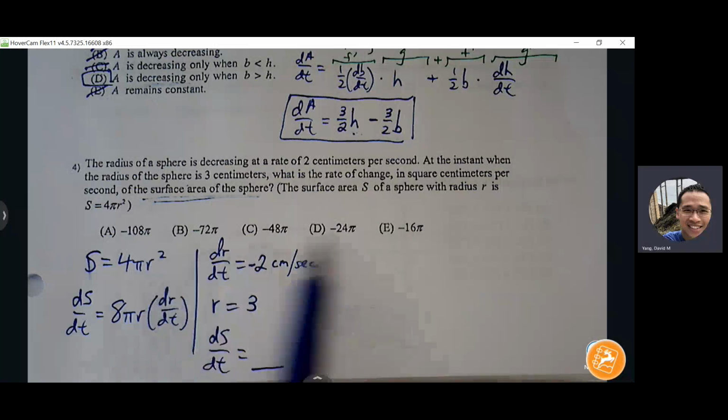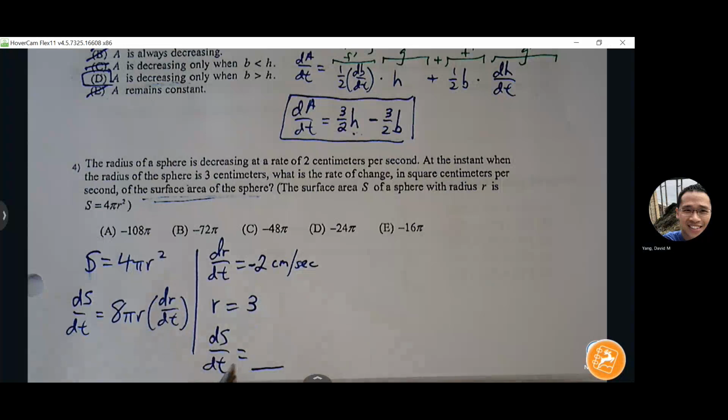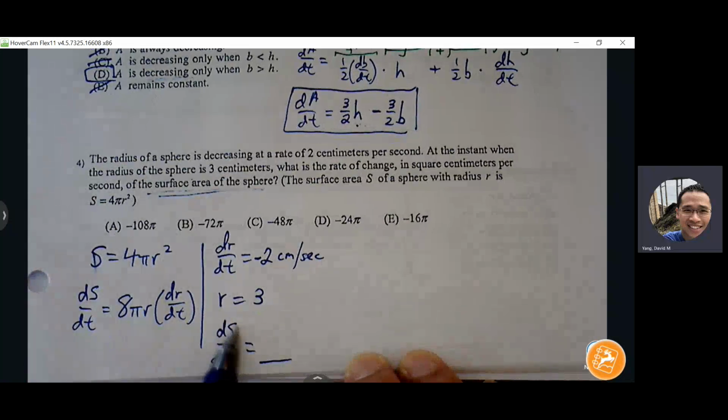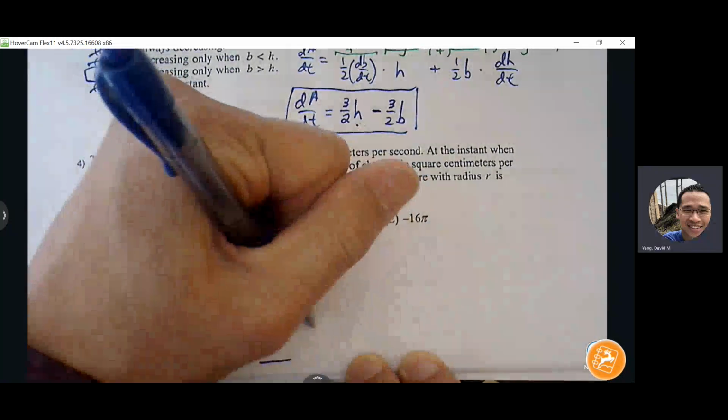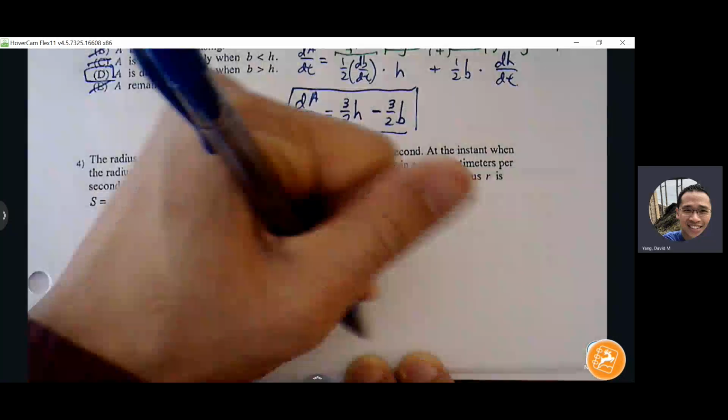Now, I know it's not indicating it here, but what is going to be the units of measure for dS/dt? Okay, so think about surface area. What's the unit for surface area? Yeah, square centimeters, and then the time component is seconds, so it's per second.